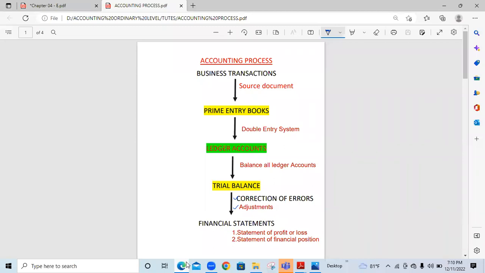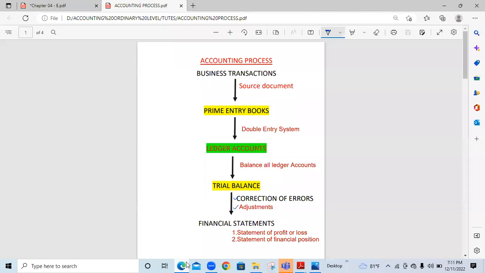So that's why we do something called correction of errors, which is the grade 10 last chapter, which in my theory class I will be starting next Thursday. Okay, correction of errors, one of the important chapters, like the double entry system. So after you correct the errors, if there are adjustments, you will study them in the next chapter, grade 11, chapter 5, you will study adjustments.